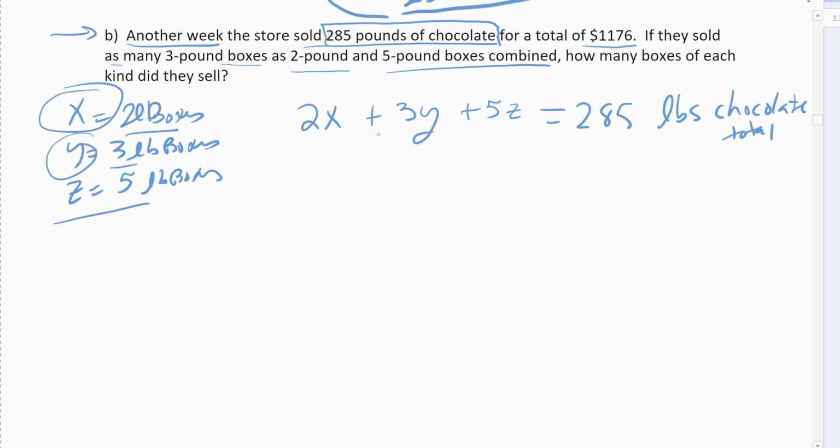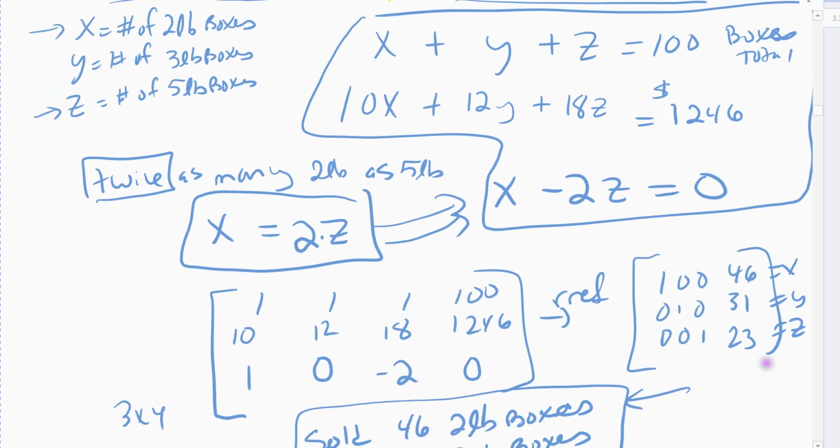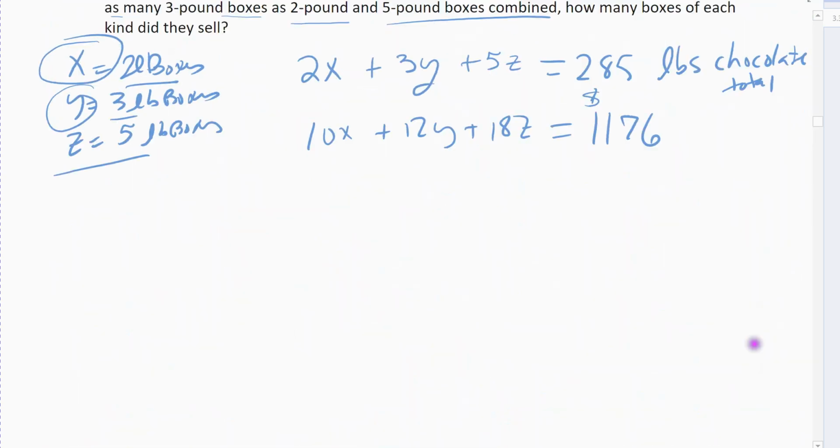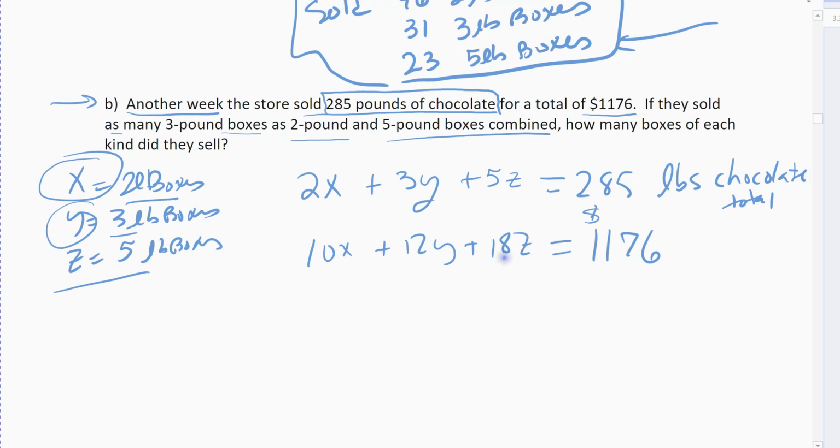So that one's different. It's not X, Y, Z. It's 2 pounds for X, 3 pounds for Y, 5 pounds for Z, for a total of 285 pounds of chocolate. The second equation, though, is almost identical to the last problem, except for the total changes. Right? But this is still 10X, 12Y, and 18Z, because the values are the same. The only difference is the total amount of money. Instead of whatever the last one was, this one was 1,176. But those numbers in the middle, the values of X, Y, and Z, are the same. So the only part of this equation that changed was that.